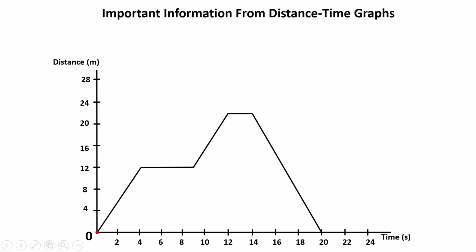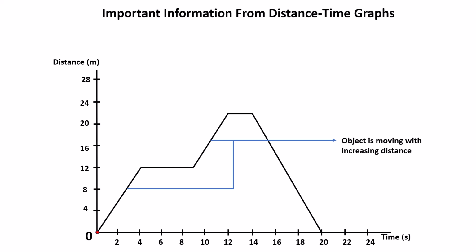A distance time graph visually represents an object's motion over time, with time on the x-axis and distance on the y-axis. The plotted line indicates changes in distance, revealing key details about the object's movement. Inclined lines in the graph signify motion.